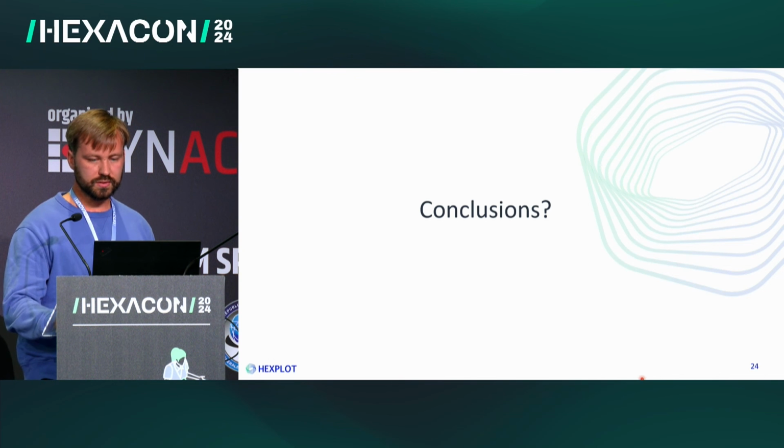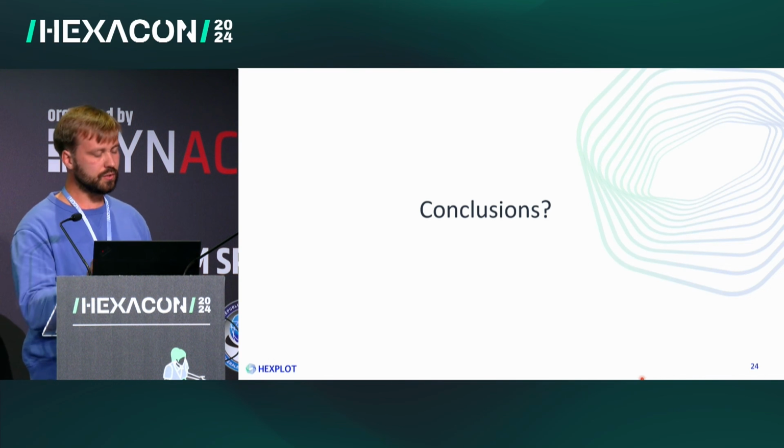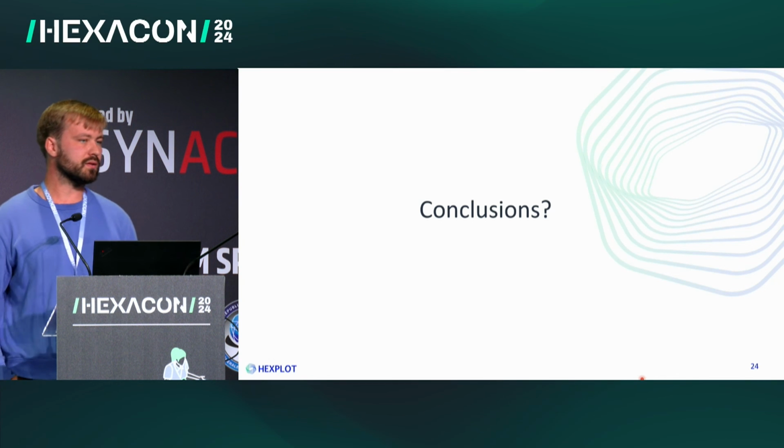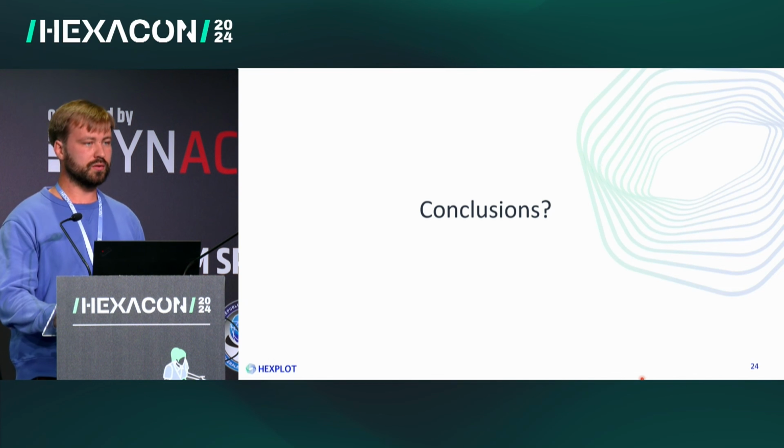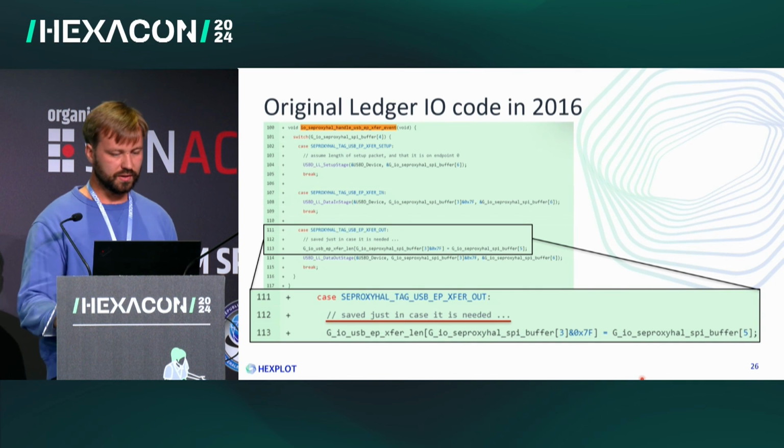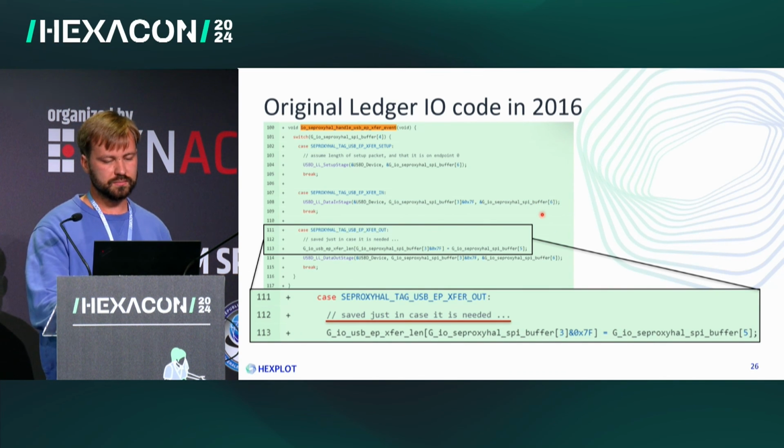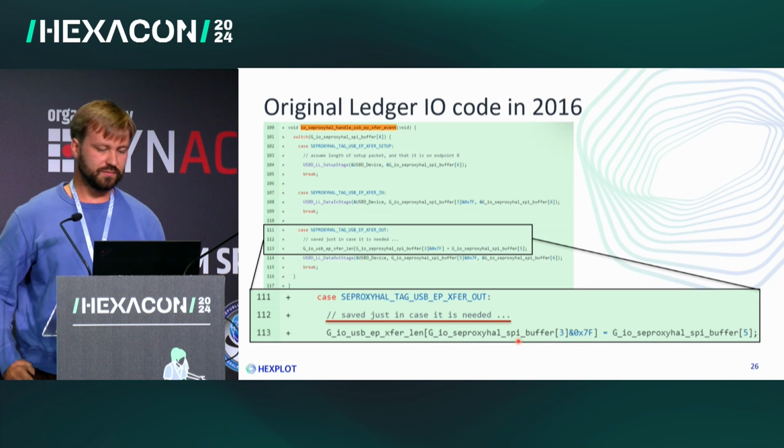But instead of conclusions, I will do a little bit of modern-day archaeology. I showed you, I put the code in the decompiler. That's how I found the bug. I could go back to GitHub and just find the source code, obviously, but I was already too excited. And you can see this is the original Ledger code before it was fixed. And just before this bug, it says, save just in case it is needed. And it was needed for this presentation.